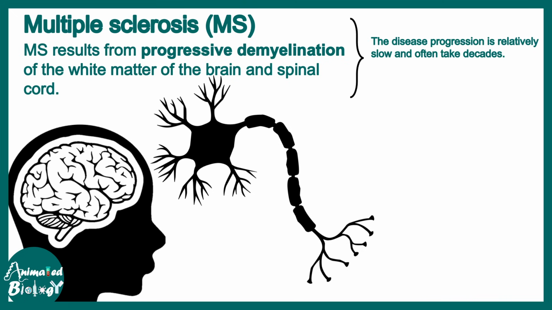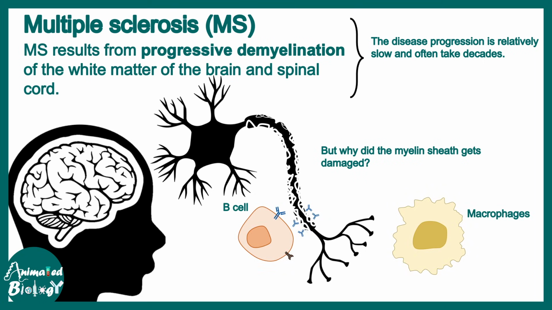So the question is, why is there demyelination? Because the immune system starts reacting against the myelin sheath, which ultimately results in demyelination. There are autoantibodies which recognize many proteins present in the myelin sheath, and they react against it, thereby destroying this myelination.